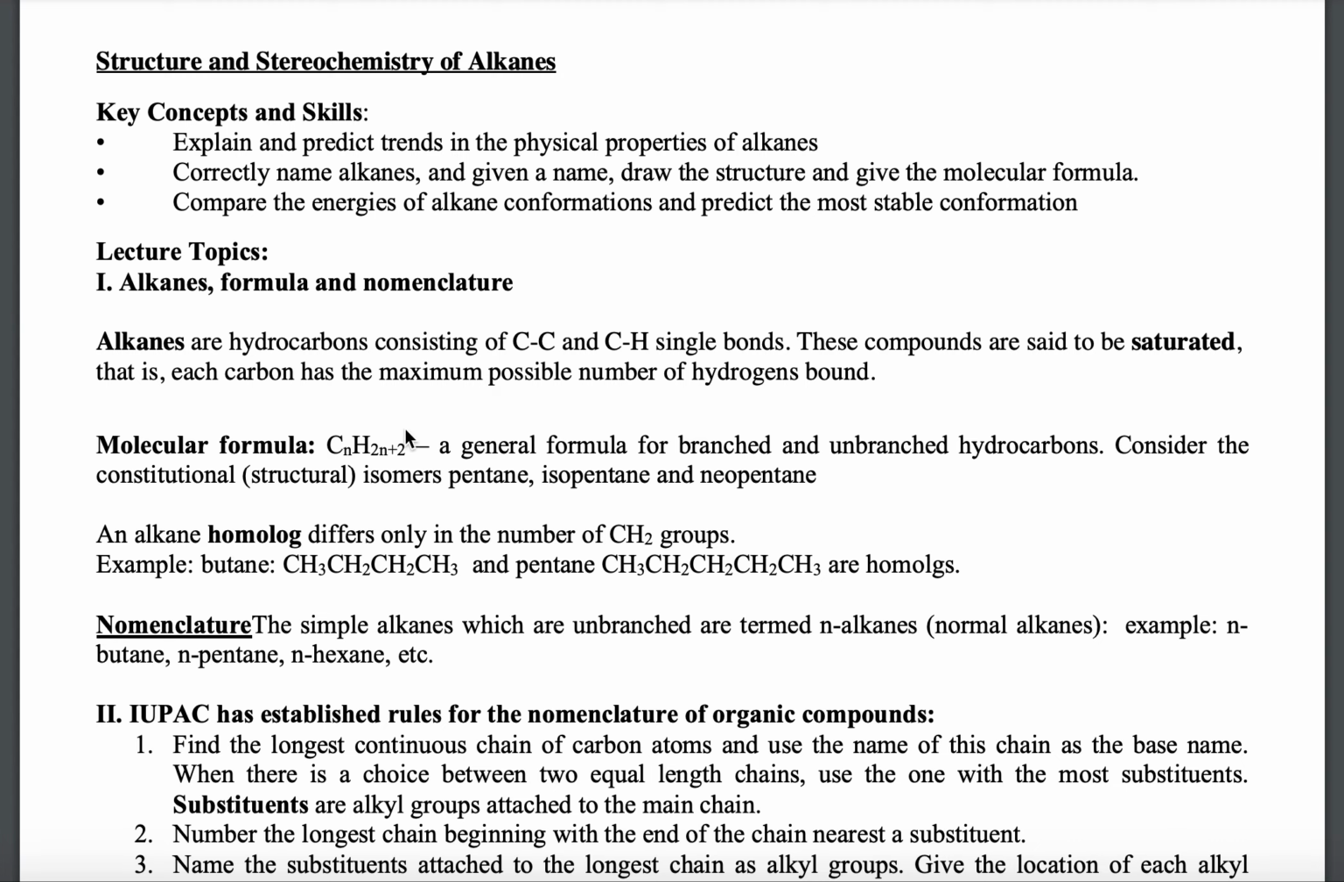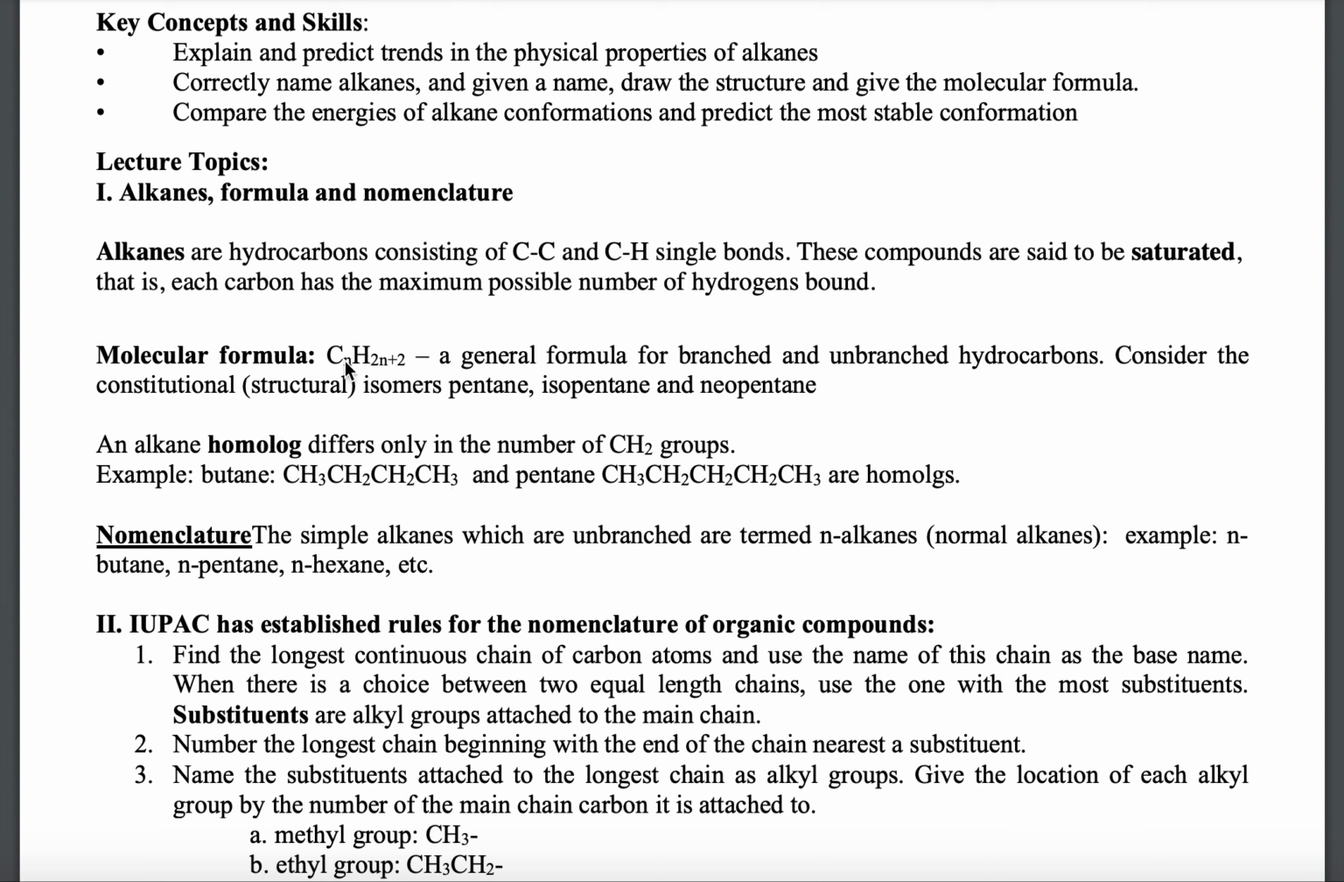Now the general formula is CnH2n+2. N is the number of carbons, and then you double that, 2n plus 2. That will give you the number of hydrogens. For example, if you have one carbon, 1 times 2 plus 2 is equal to 4, so you get the formula CH4. If you have C2, 2 carbons, 2 times 2 is 4, plus 2 is 6, so you have 6 hydrogens. That's how it works.